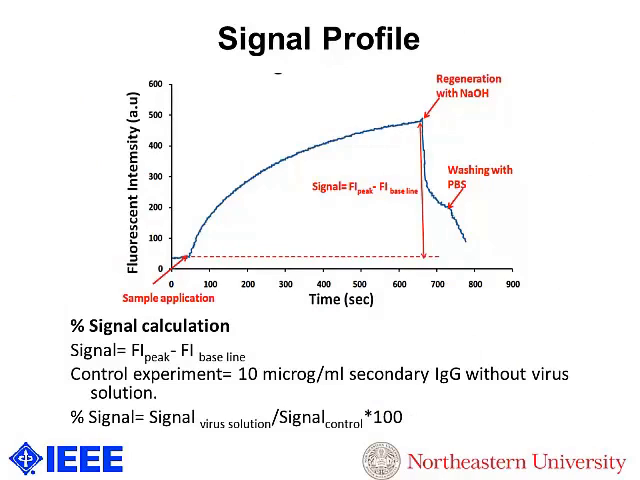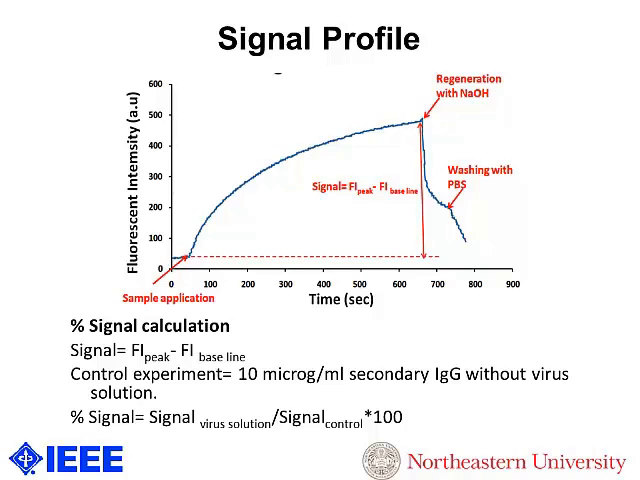After we inject our fluorescent dye labeled secondary antibody, the fluorescent intensity starts to increase. And after a time, we can see this plateau, and we thought that our detection is finished. Then we regenerate our surface and wash the surface. After this PBS washing, as you see, we can get nearly the baseline. So we can use the optic fiber for another sensing.